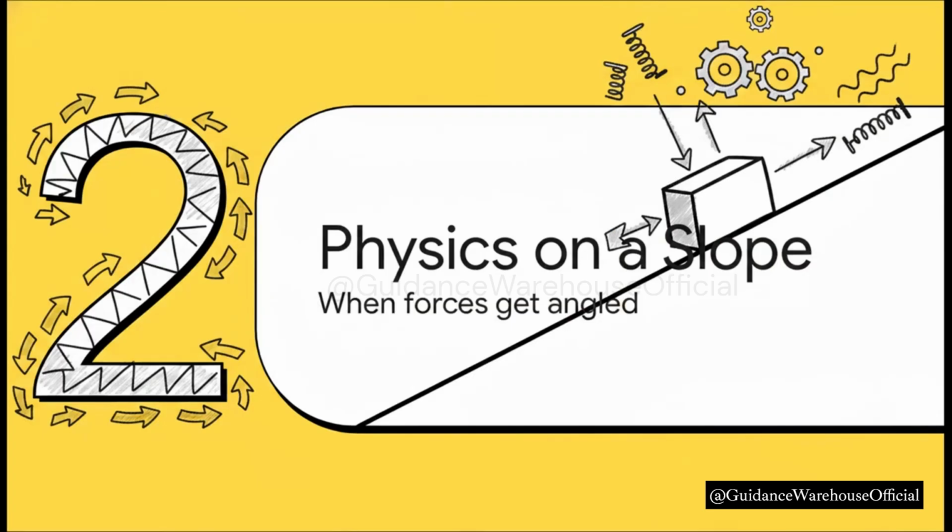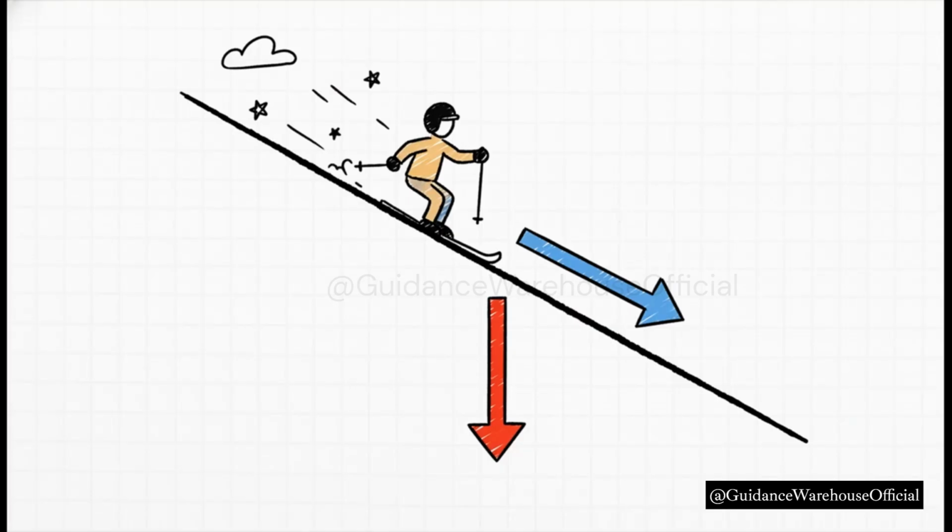Right, so that's pretty straightforward for flat ground. But what happens when the world isn't flat? What happens when we throw an angle into the mix? Let's head to the slopes and find out. Okay, picture a skier on a snowy slope. Now, gravity doesn't care about the slope. It pulls straight down, always towards the center of the earth.